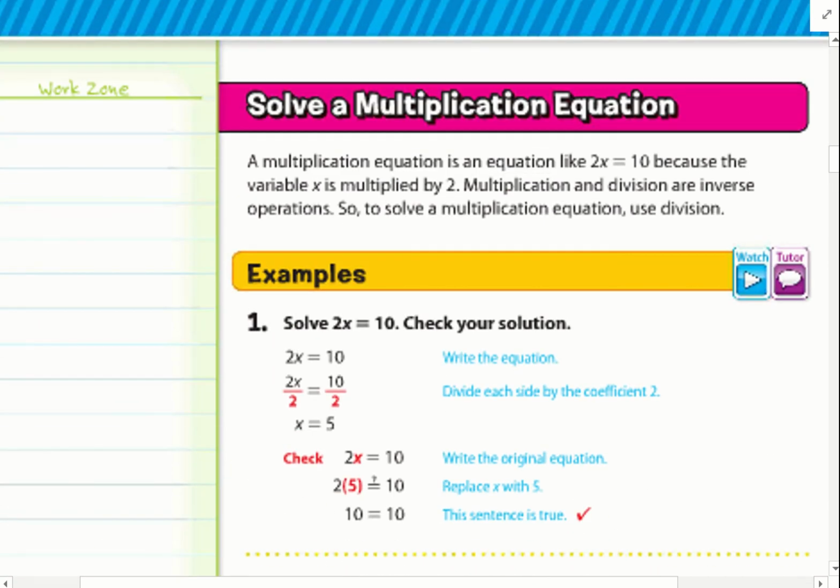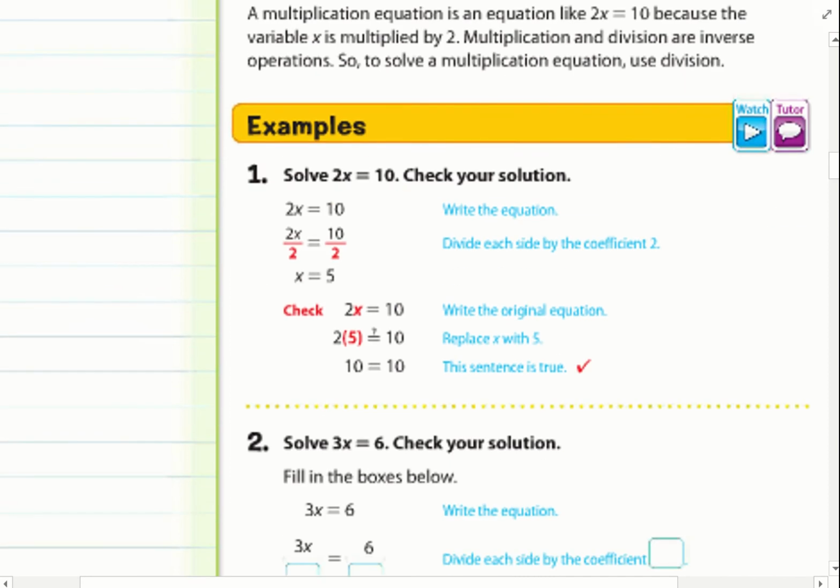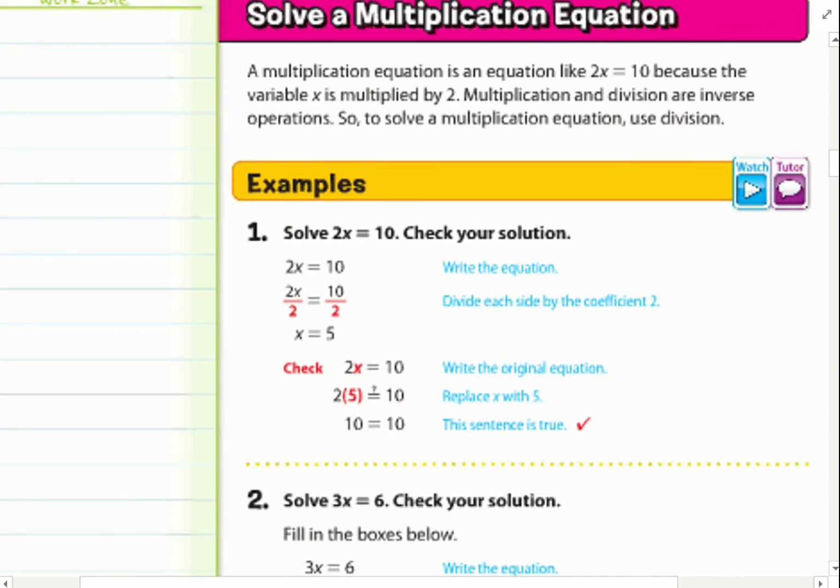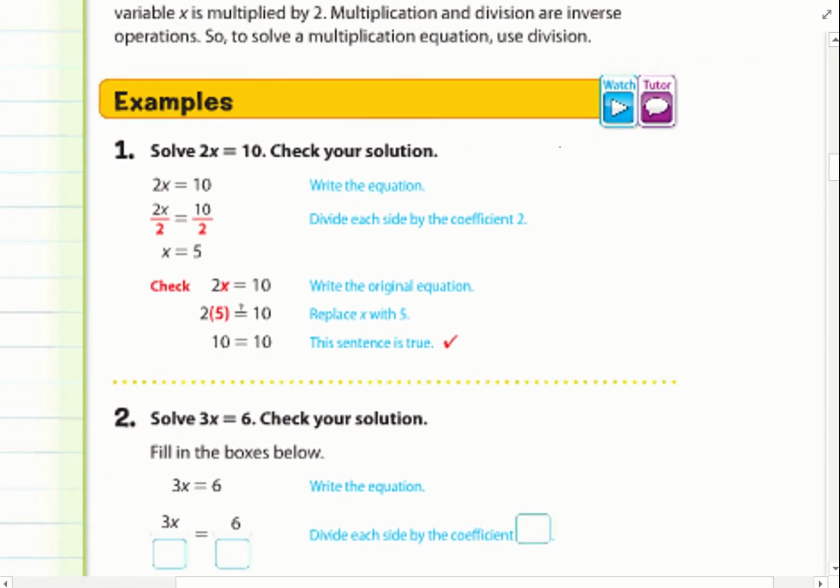So we're going to solve multiplication equations. And to solve multiplication equations, we're going to be using inverse operations. We've been using it all this chapter. So you have to solve 2x equals 10, check your solution. If I have 2x equals 10, that means it's 2 times x equals 10. And we need to get x by itself. In order to get x by itself, we have to get rid of everything on this side of the equal sign. So we're going to divide by 2, because we're using inverse operations, and that's the opposite operation. So 2 divided by 2 equals 1, so it's going to cancel. And then 10 divided by 2, x is going to equal 5.